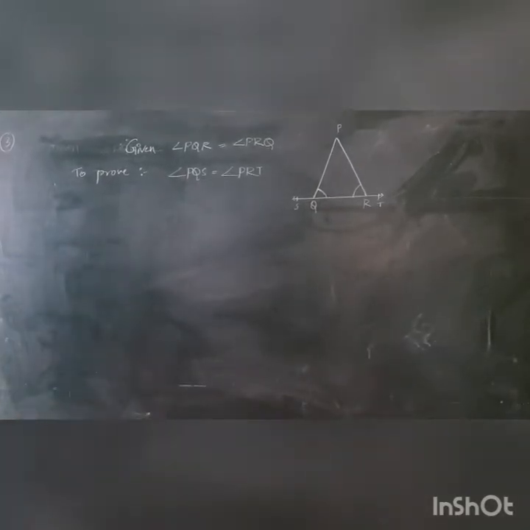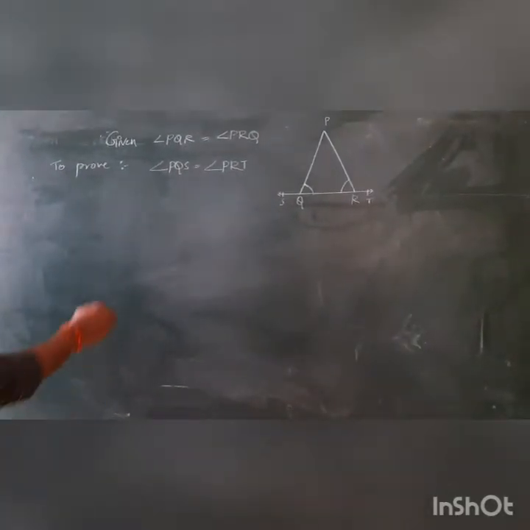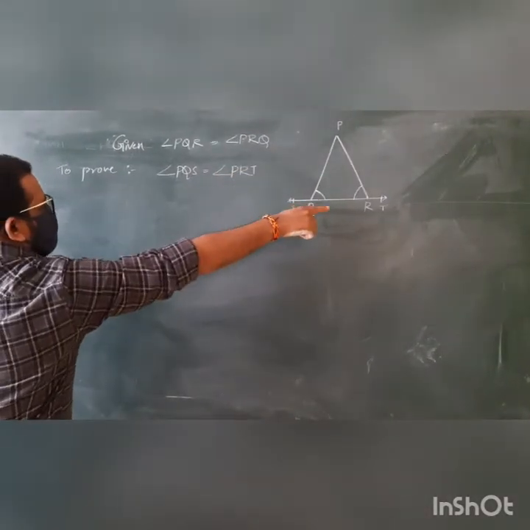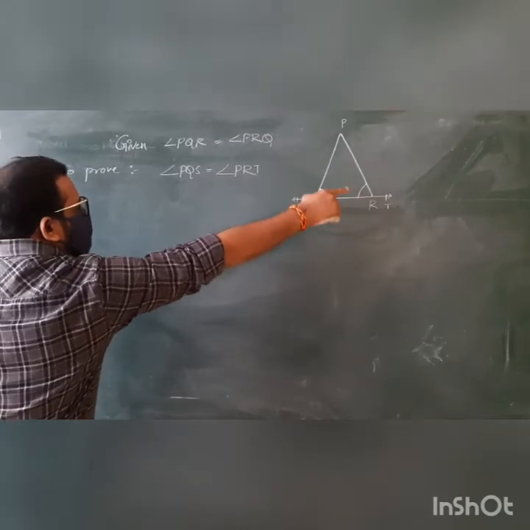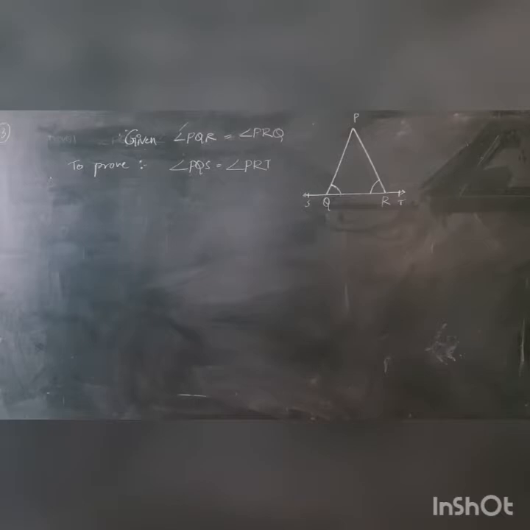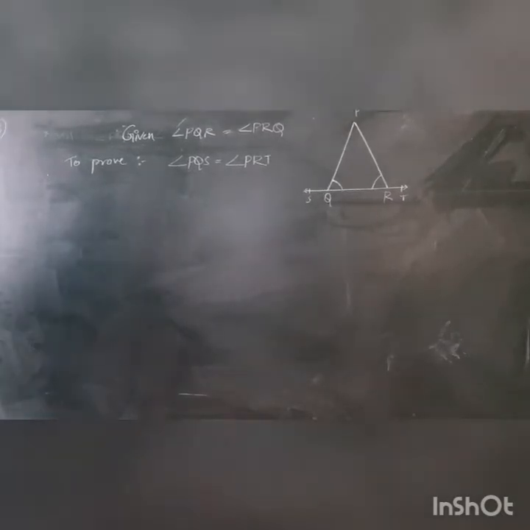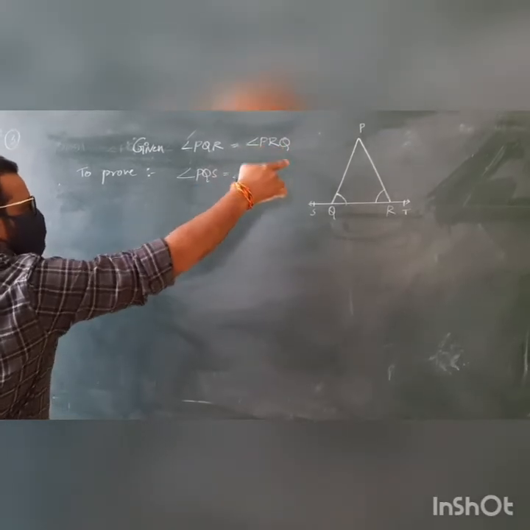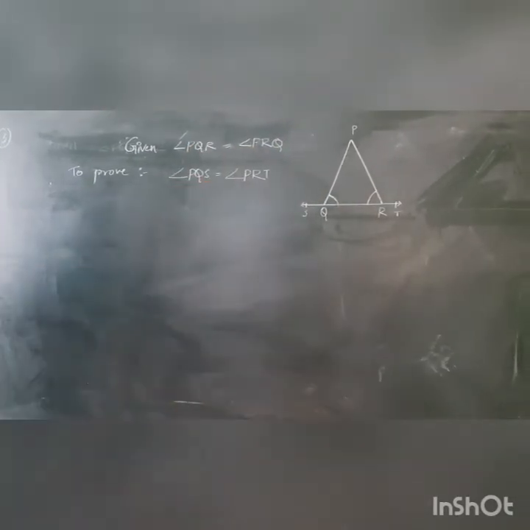In our today's class, we are going to discuss exercise 6.1 third problem. In this problem, it is given that angle PQR equals angle PRQ. It is required to prove that angle PQS is equal to angle PRT. This we have to prove.